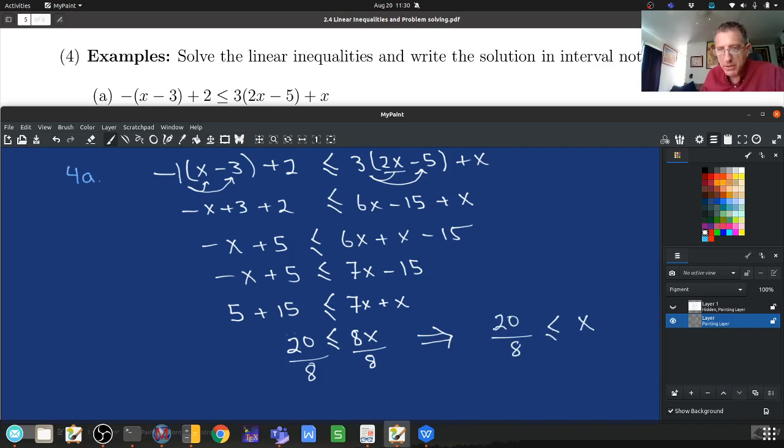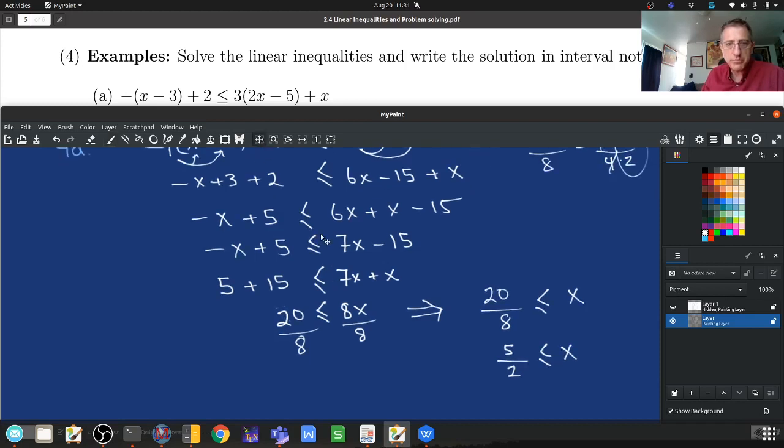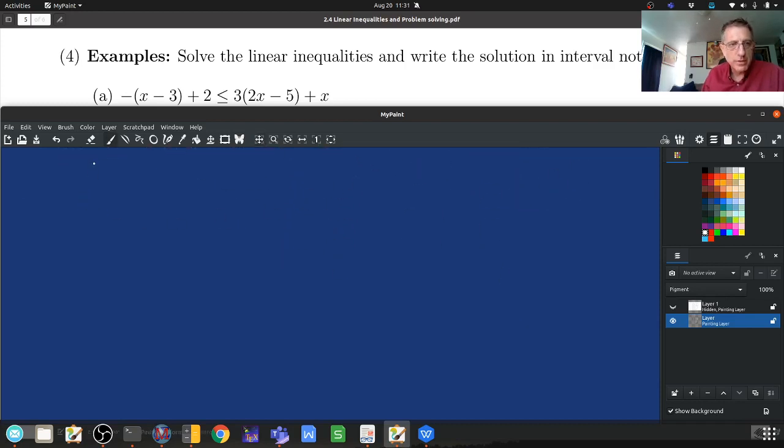And we want that reduced. So 20 divided by 4 is 5. And 8 divided by 4 is 2. So 5 halves is less than or equal to x. In other words, 20 over 8 is the same as 4 times 5 divided by 4 times 2. And the 4's cancel, leaving 5 halves. So let's do 4b.